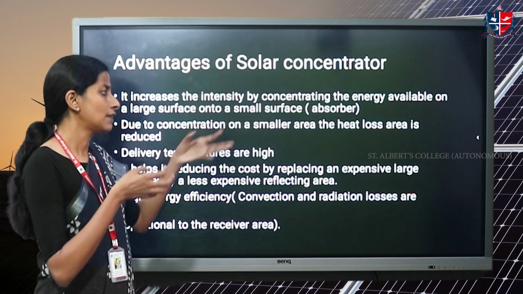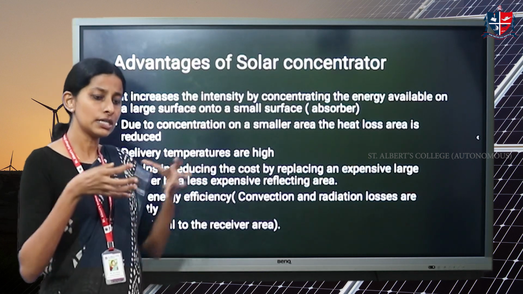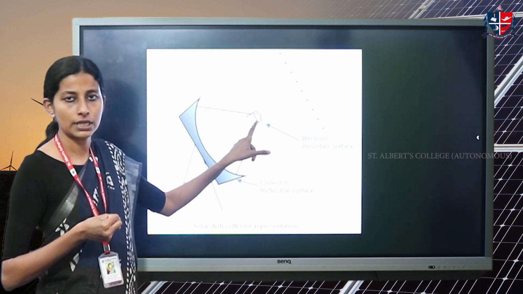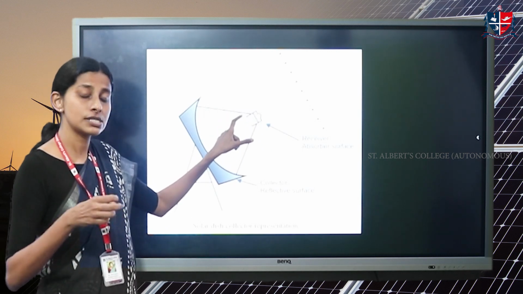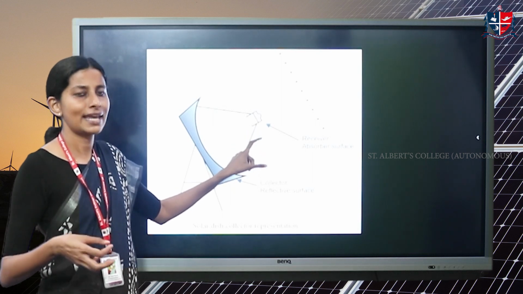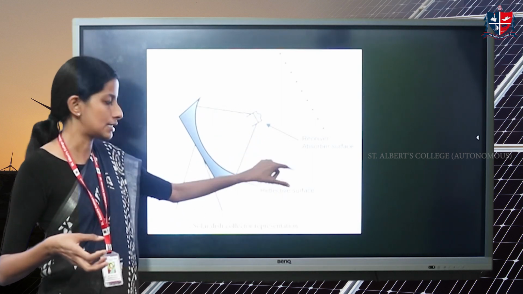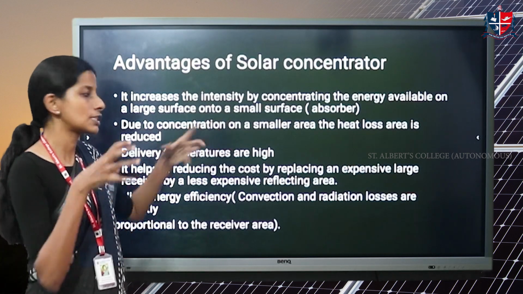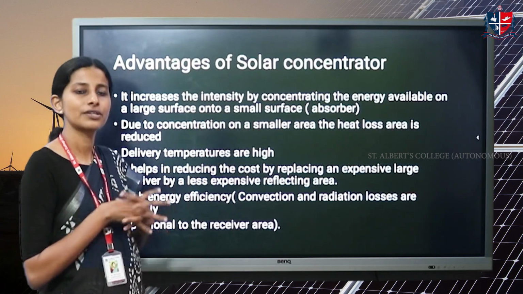Then definitely the area which is being exposed is only a smaller area. As I said, this is the absorber area or the receiver area. So the losses with respect to the area are less, because only a small area is there. The losses that can happen from the small area are comparatively less. That is what is given in the second point: due to the concentration on a smaller area, the heat loss area is reduced.